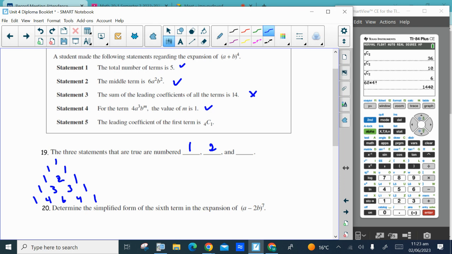Statement 5 can't be correct because only 3 of them are, but here's the reason why. This says the leading coefficient of the first term is 4C1. Well, the leading coefficient is 1. That is actually 4C0, not 4C1. 4C1 is 4. That's the second term, not the leading term. So those are the 3 that are correct.